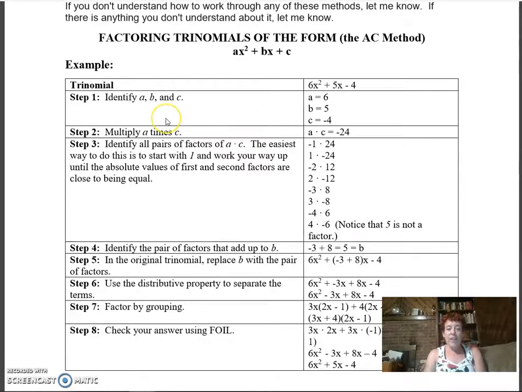The first thing is to identify a, b, and c. And I see my cat Chloe is coming into the picture right now, so we'll just ignore her for now.